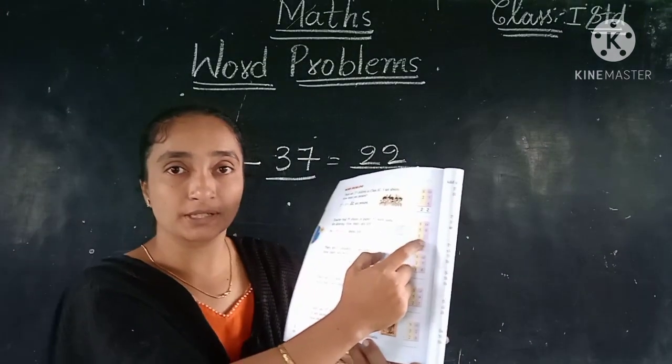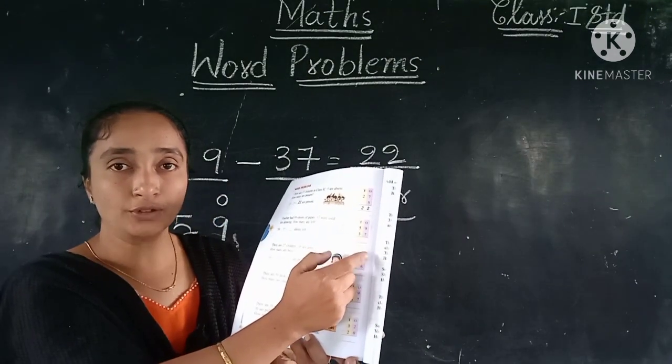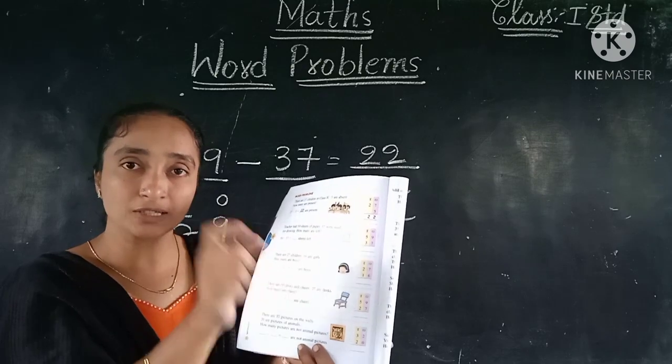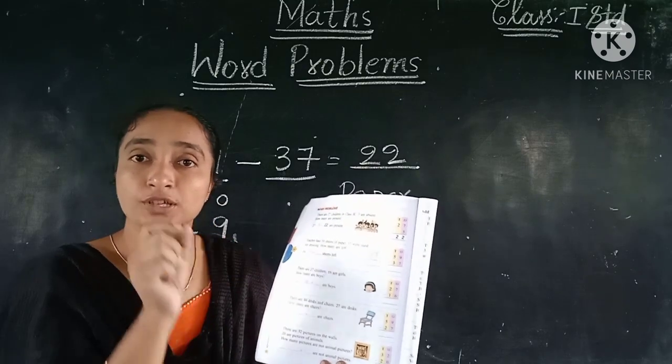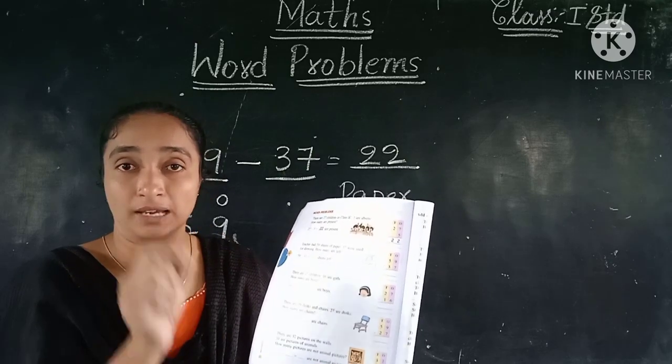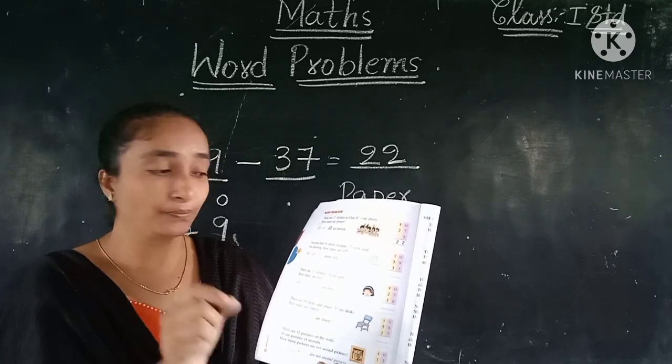So here we can complete it in the textbook, children. The numbers they have already given there. You just have to do the calculation. That means the subtractions you have to do by using your fingers. Okay children, don't use the lines. Only the fingers you should use.